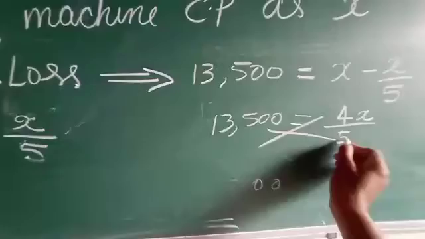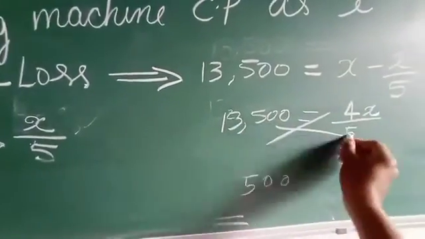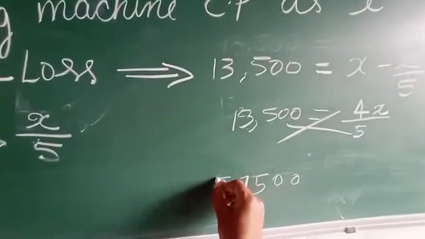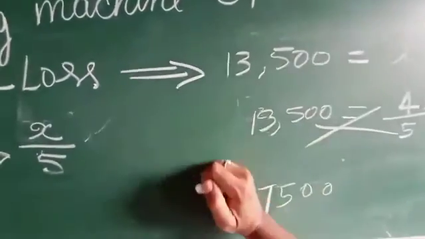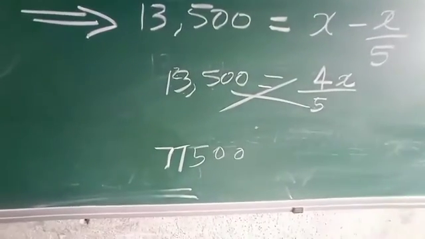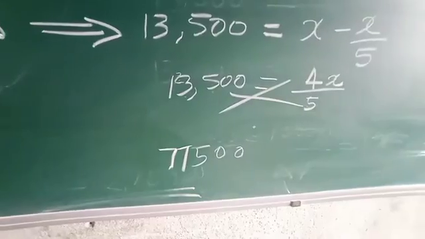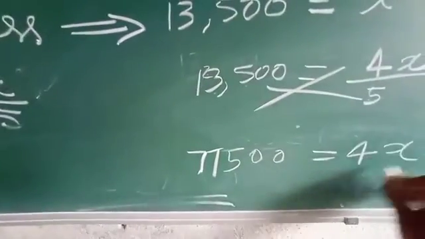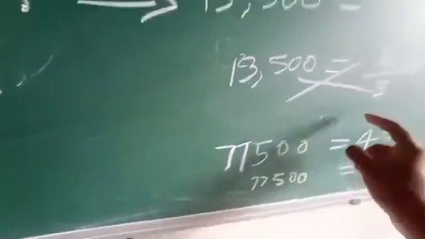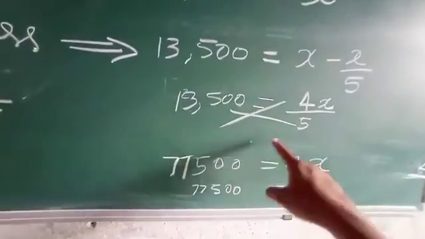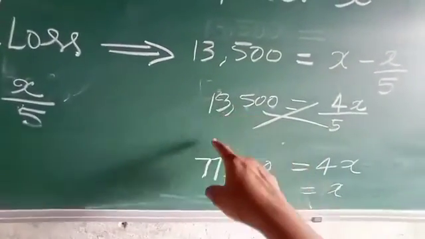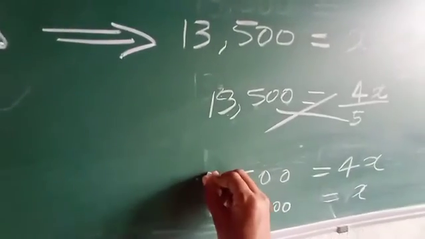5 zeros are 0, 5 fives are 25, 2 carried, 5 threes are 15 plus 2, 17, and 5 ones are 5. So we have got 67,500, which is equal to 4x. x is equal to 67,500 divided by 4.